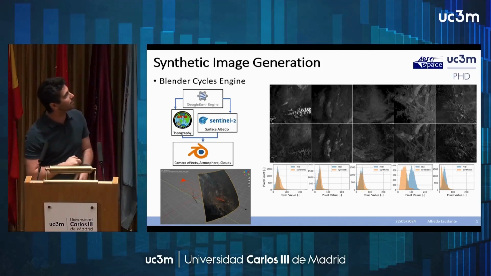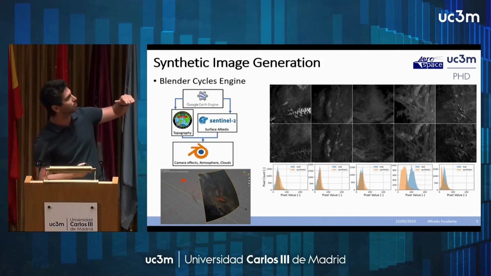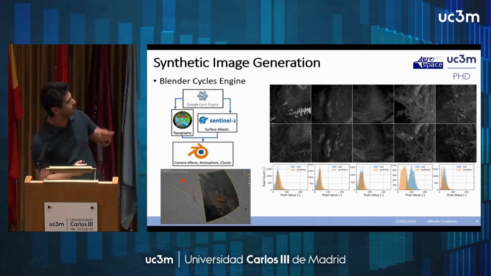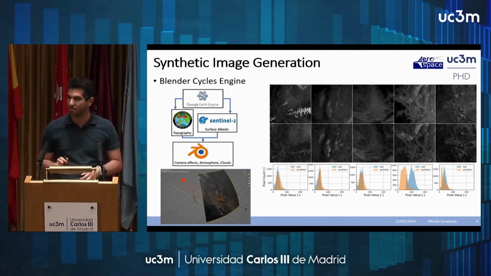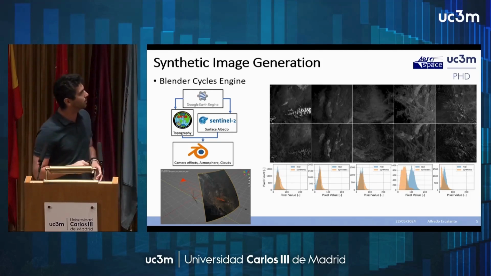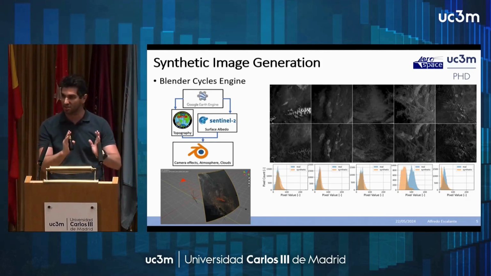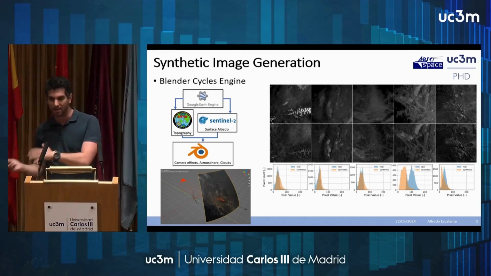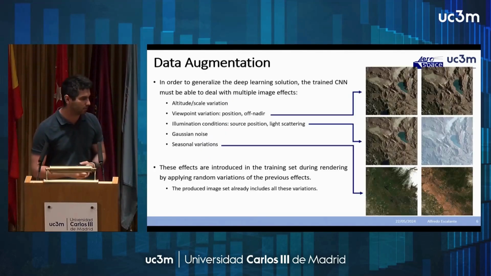And here on the right, you have some examples of the real images on the top row, the corresponding synthetic ones below, in this case in grayscale. And at the bottom, the histogram of the pixel value intensity, so you can see that they match quite nicely. Just for some of them, like in the fourth case, there's a clear shift in the histogram, so that's why we'll include some data augmentation effects during training to account for this.